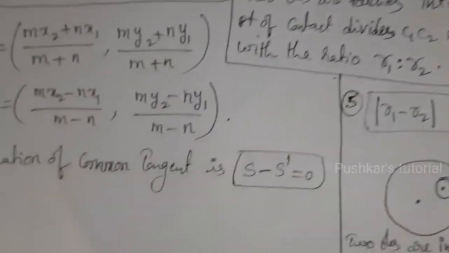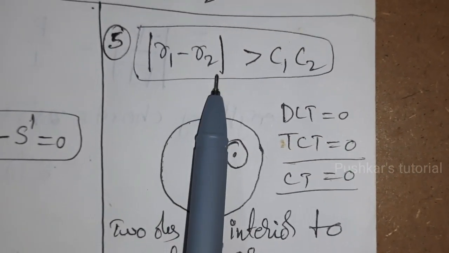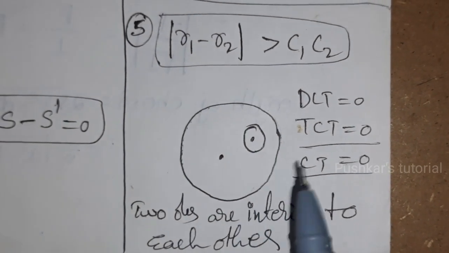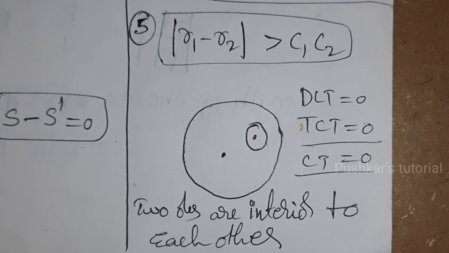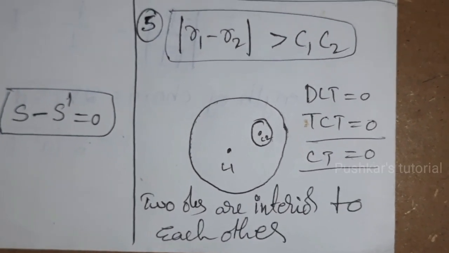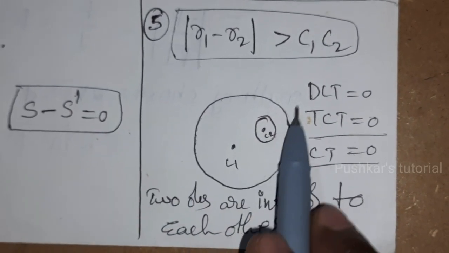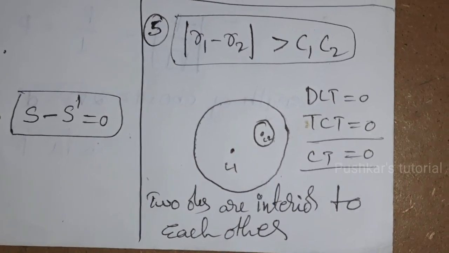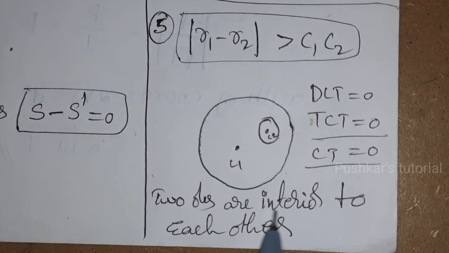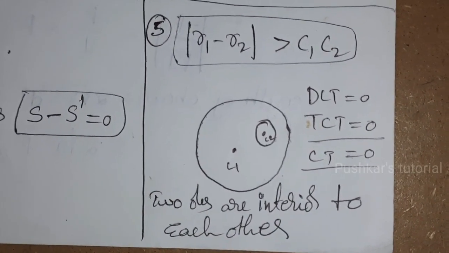Next, the fifth point: modulus of R1 minus R2 is greater than C1C2, meaning one circle is inside another circle, with centers C1 and C2. There are no common tangents because a tangent to one circle will not be a tangent to the other. No DCT, no TCT, no common tangent. So the two circles are interior to each other, meaning one circle is inside the other.